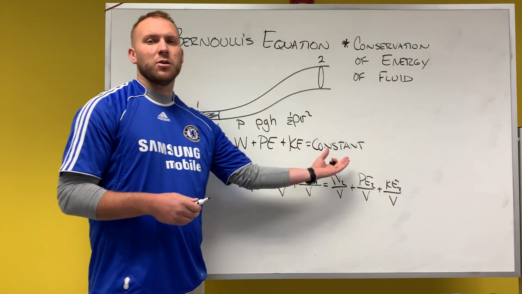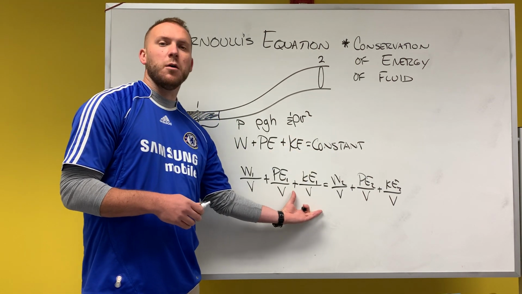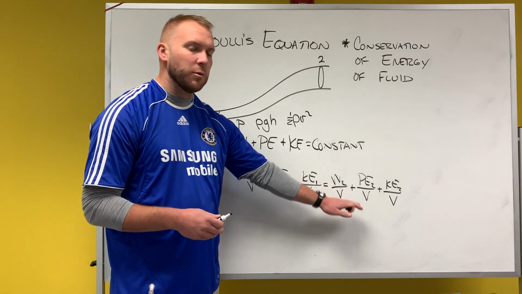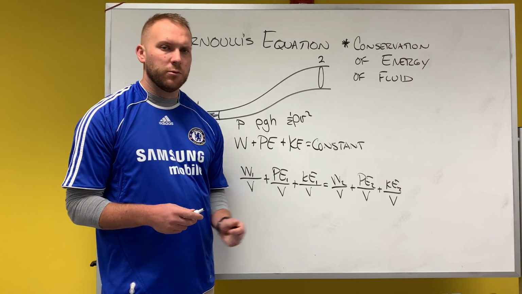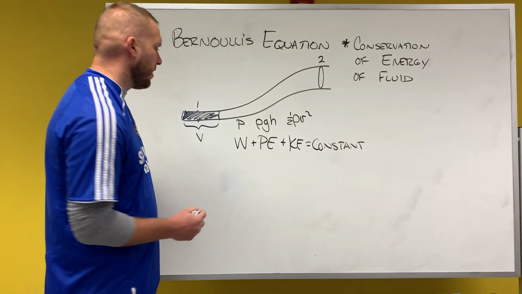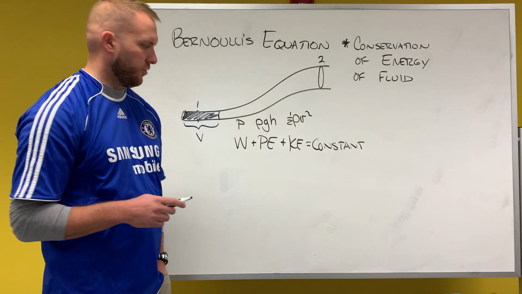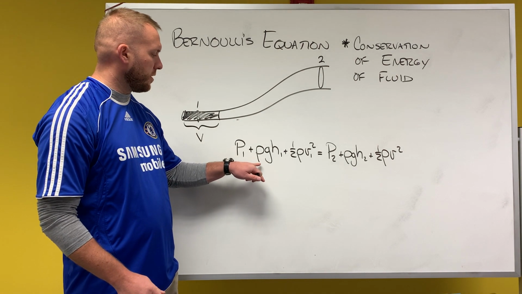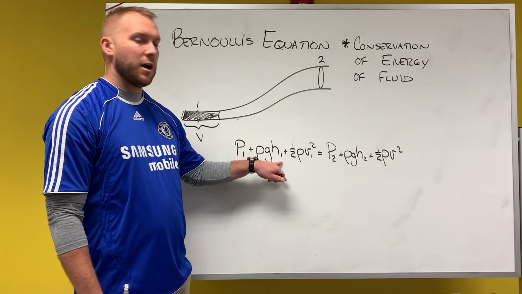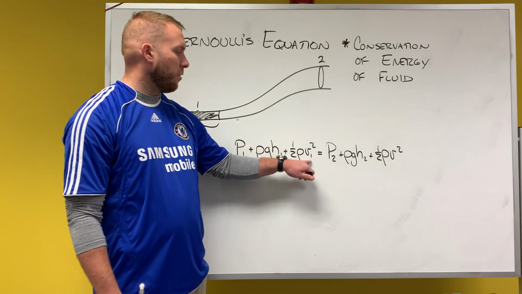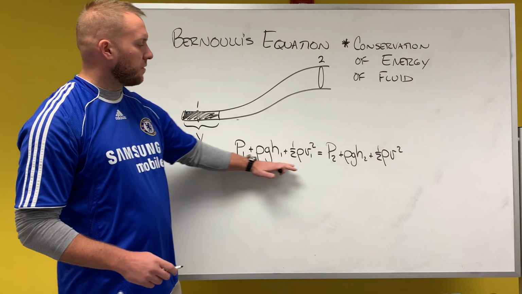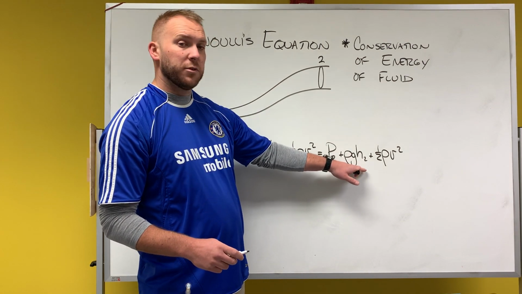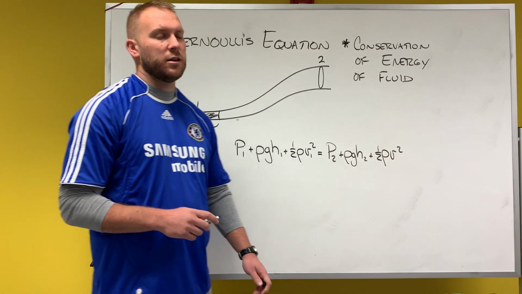Because this is going to be constant, whatever the sum of them is on the left is going to equal the sum on the right. So I can simply get rid of volumes at all those positions. Putting that all together, we get Bernoulli's equation. Bernoulli's equation can be written as the pressure at position 1 plus the density times gravity times the height at position 1 plus 1/2 rho v squared. That sum has to equal the same at position 2: the pressure, the potential energy, plus the kinetic energy.